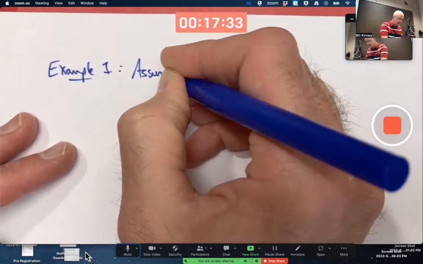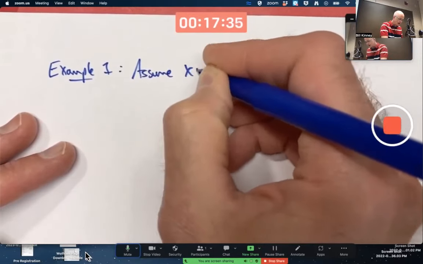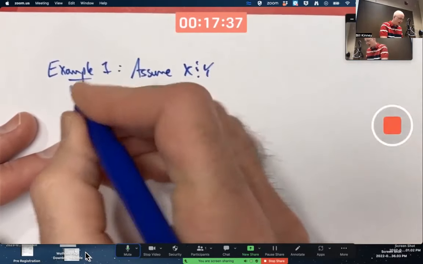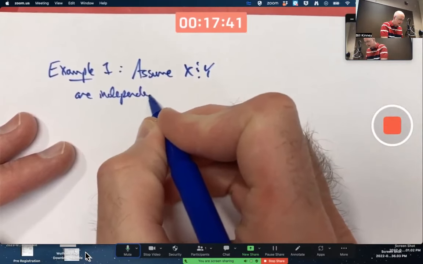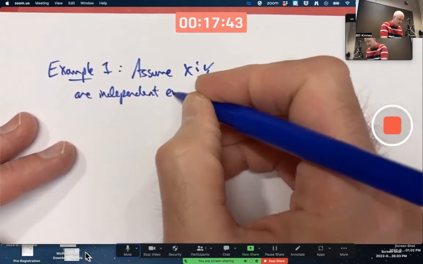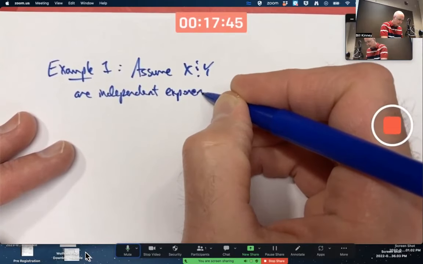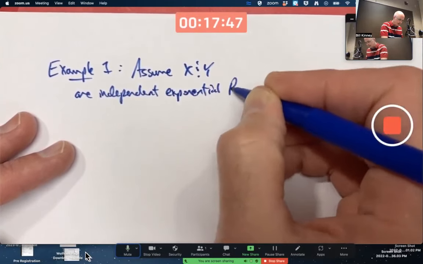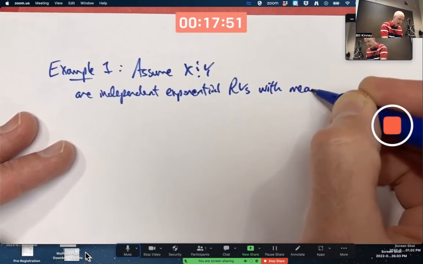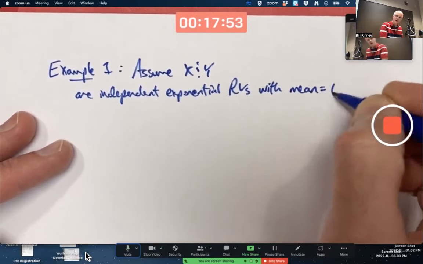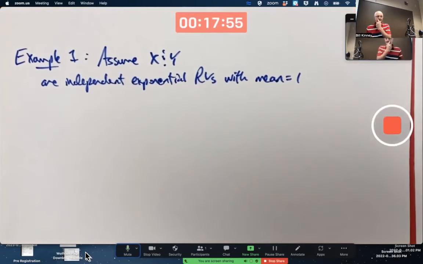Assume x and y are independent exponential random variables with mean 1. They both have the same mean of 1. They're both really the same random variable.